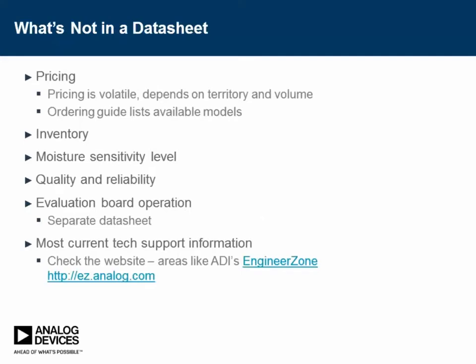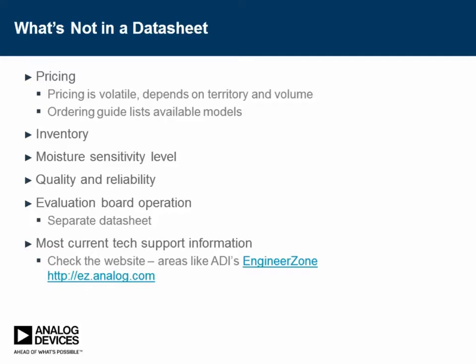So what's not in a data sheet? First of all, the pricing is not in a data sheet, and pricing changes worldwide, and it also changes in terms of the number of parts that you might want to buy, and it changes over time. So we don't put that in there. Whether or not there's any current inventory of the product, that's of course a dynamic situation. Moisture sensitivity level, I talked about where you can find that. Also on our website, the quality and reliability ratings for the product are available, and sometimes that changes over time. We don't keep that on the data sheet.